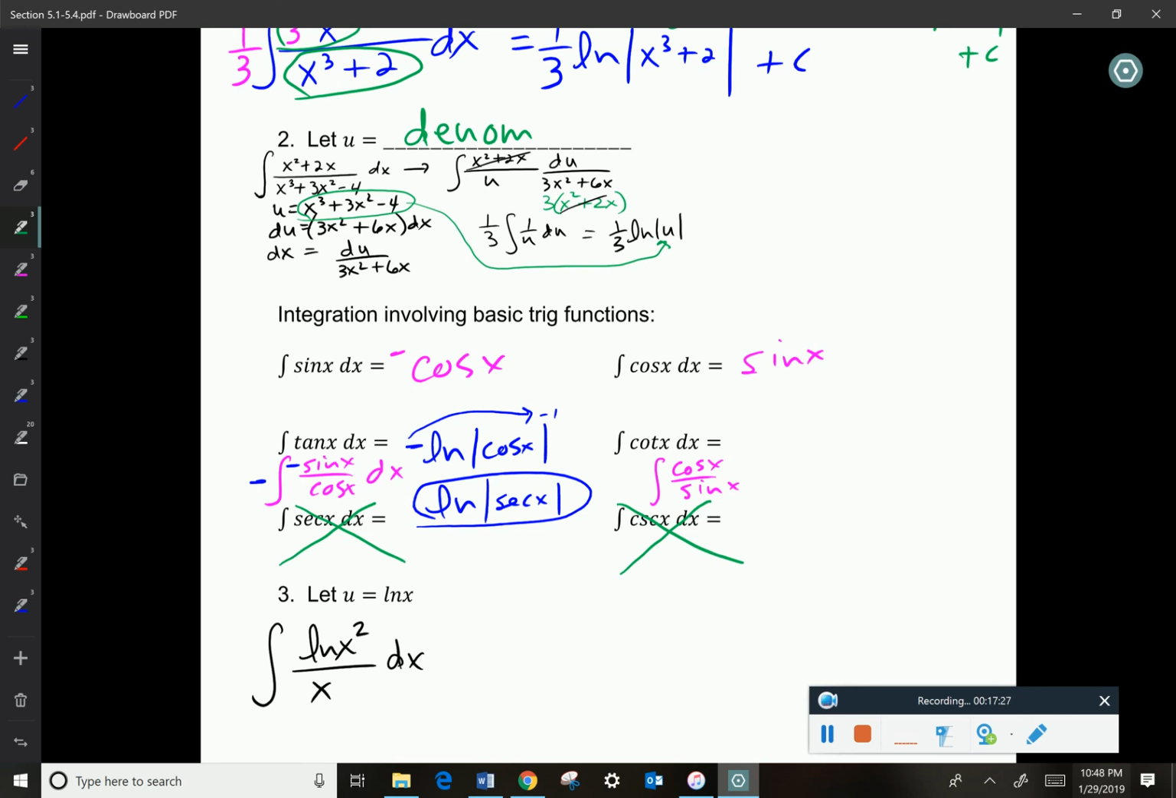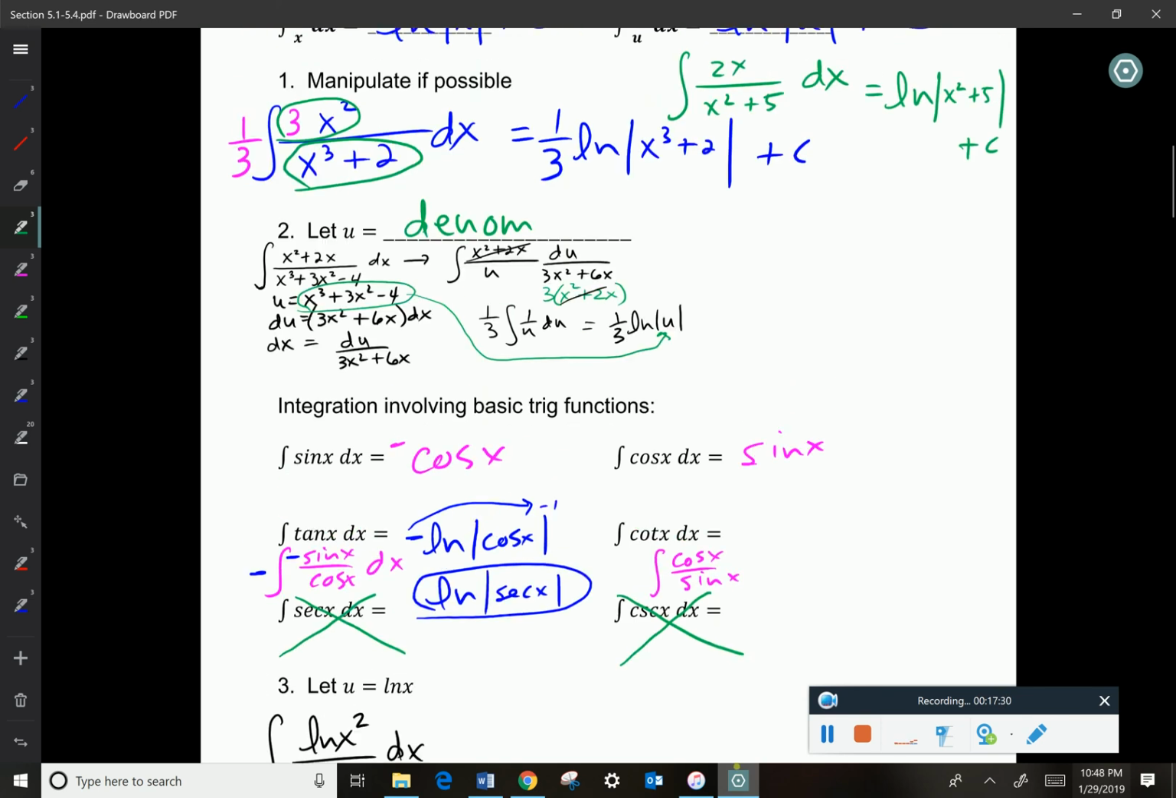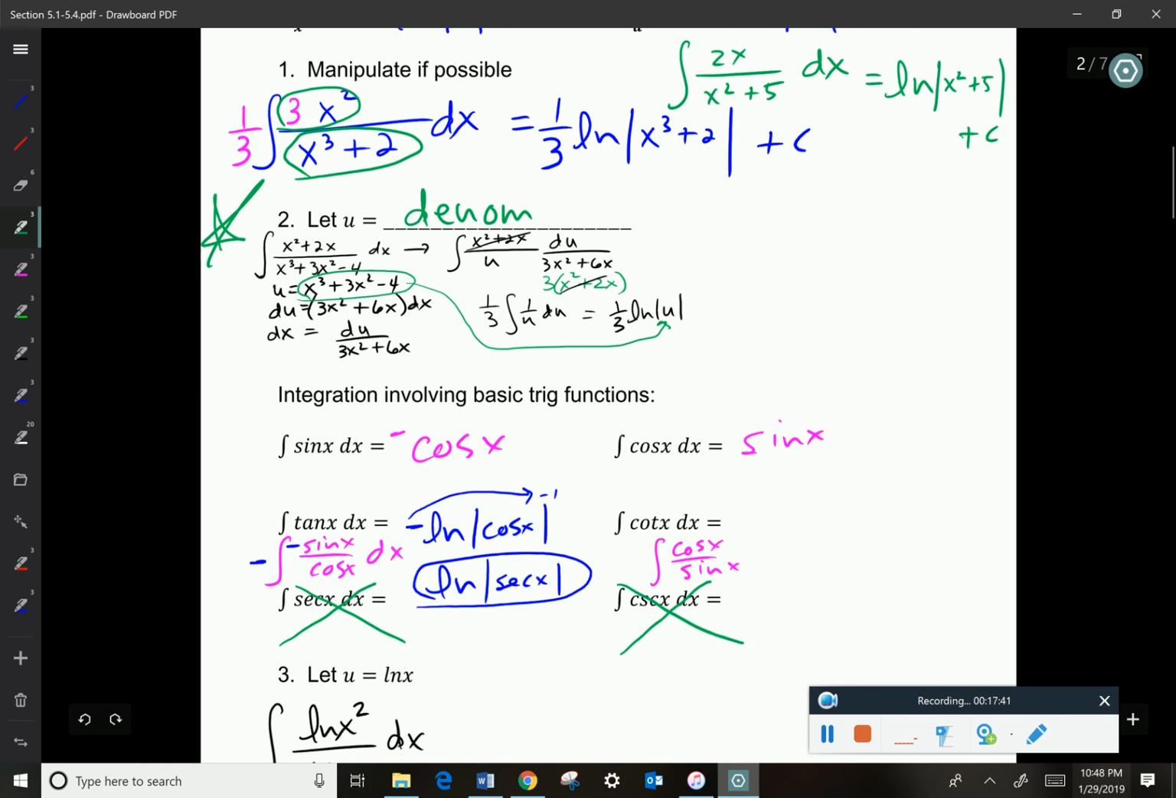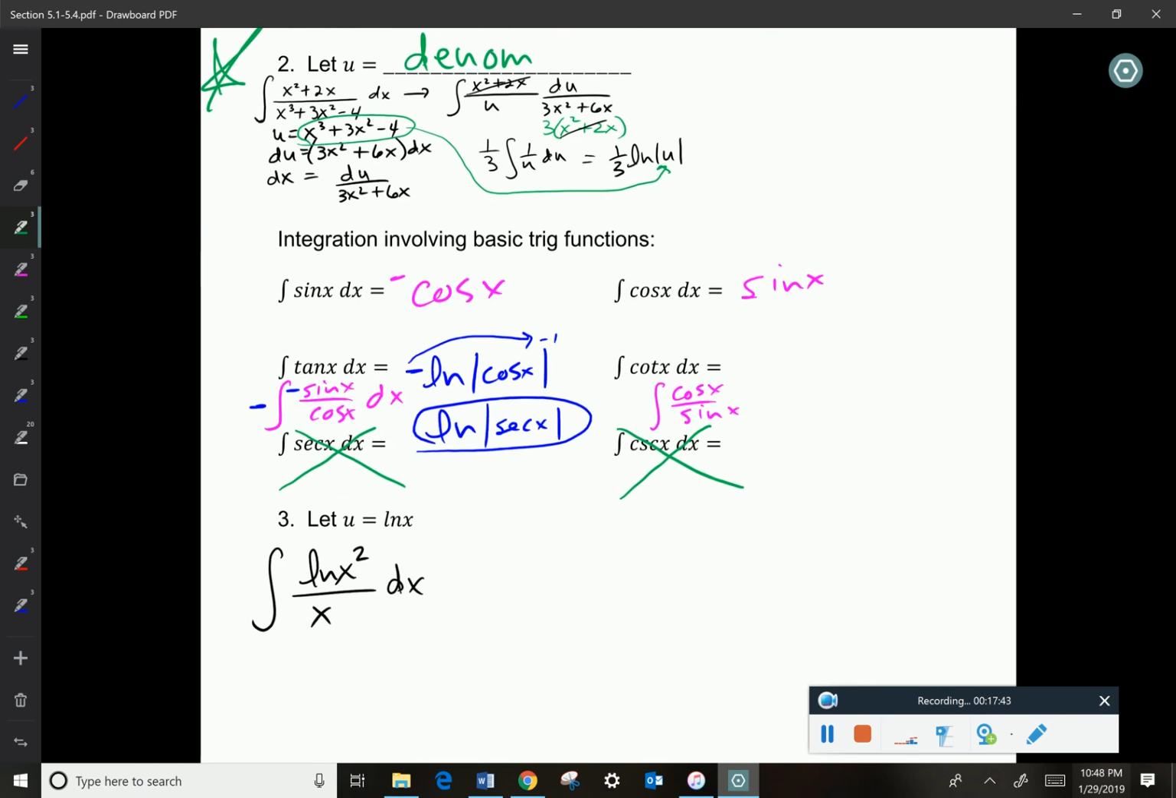Okay, so what have we done today? Well, we've added in two kind of formulas, really only one. We talked about another possible u substitution, right, that might come up, might equal the denominator. There's another u substitution that's going to pop in.